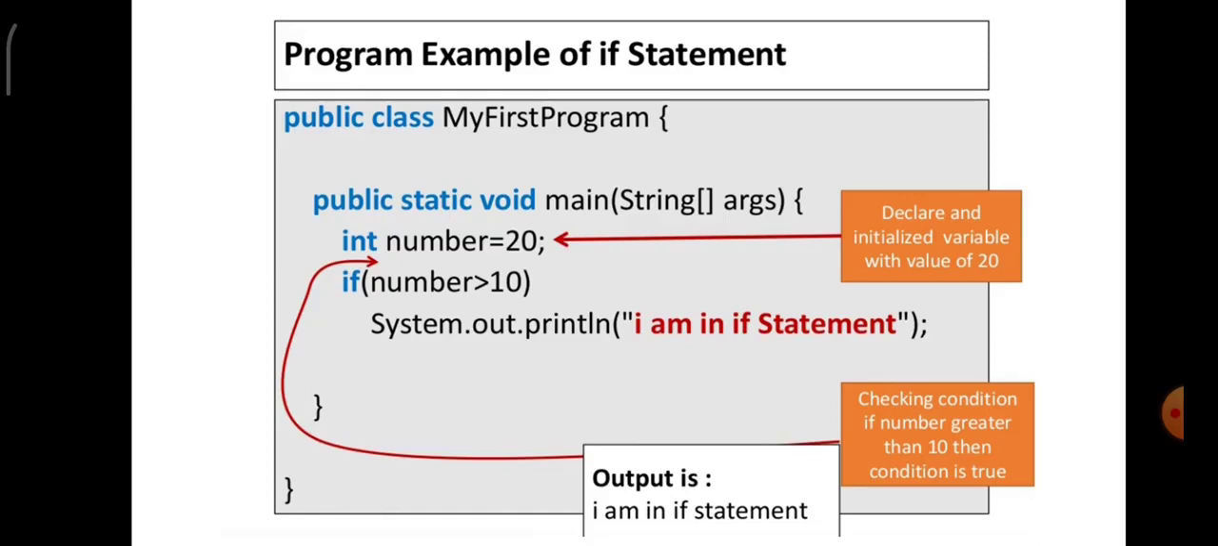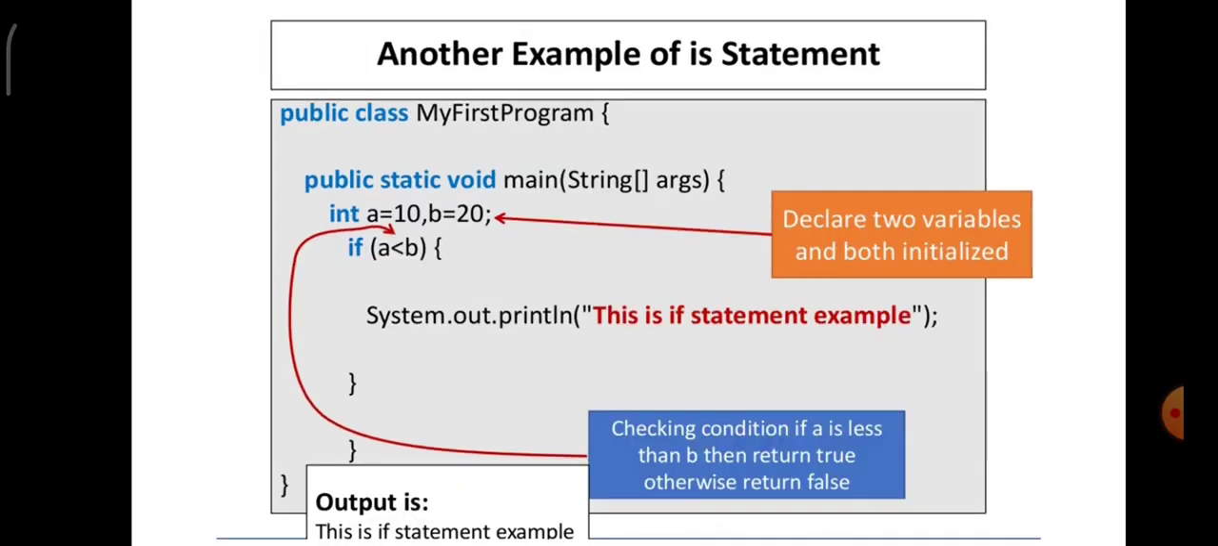So below I have clearly given checking condition if number greater than 10, then condition is true. Since the number is 20, which is greater than 10, it is printing the output as I am in if statement. Hope this is clear to you. I am giving you another example of if statement.